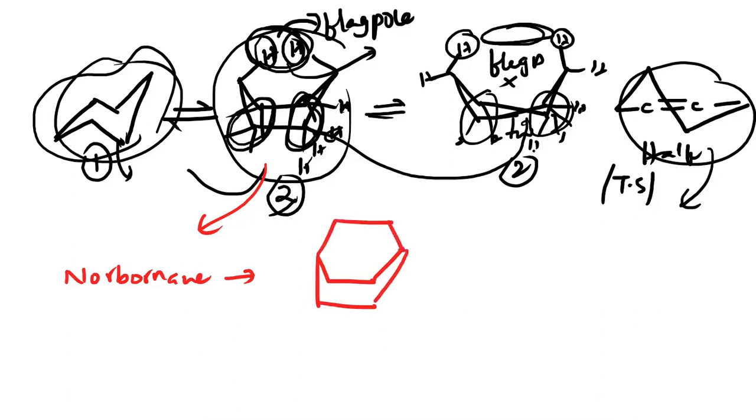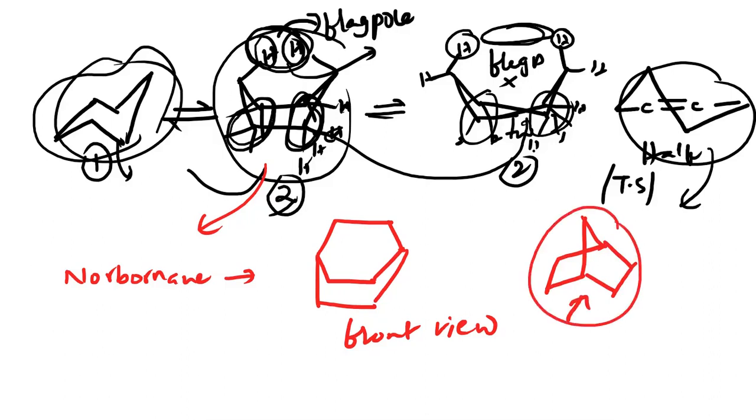You may get the confusion, how is it norbornane? It is completely front view. Now just look at the side view. You can easily remember or remind it as norbornane. This is the side view. So norbornane exists in boat conformation.